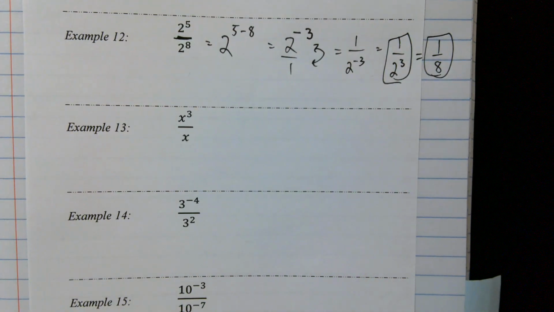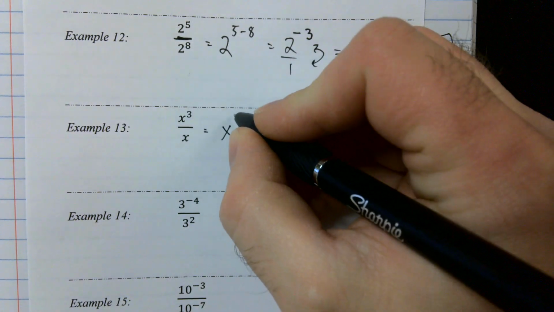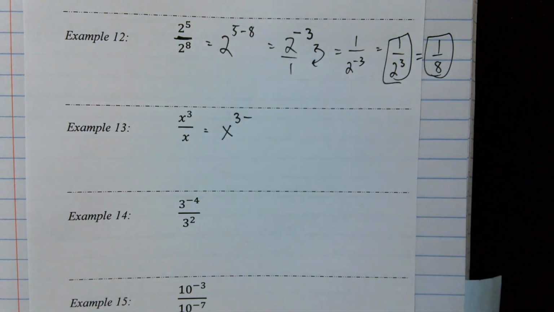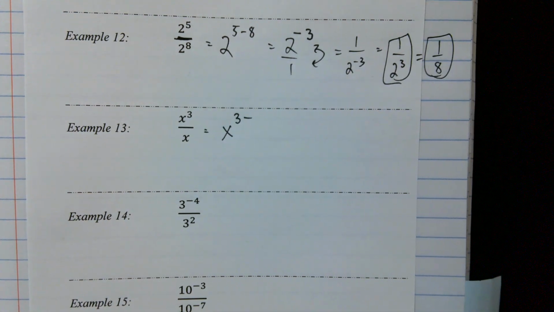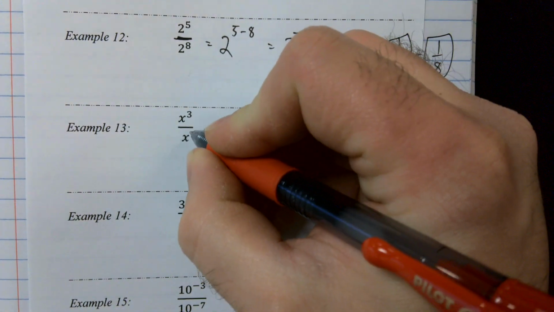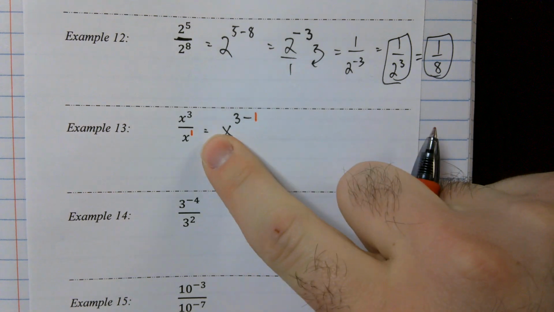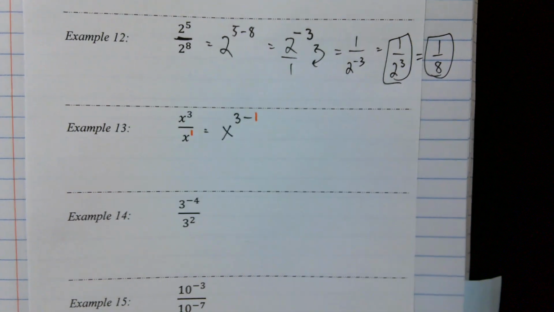Now in example 13, I've got a base of x. My top exponent is 3, so I'm going to do 3 minus 1. Good. How did you know there's a little 1 there? Because if there's no number on the bottom, then it's an invisible 1. Exactly. If there's no number on top of that base, it's an invisible 1. We have to factor that in.